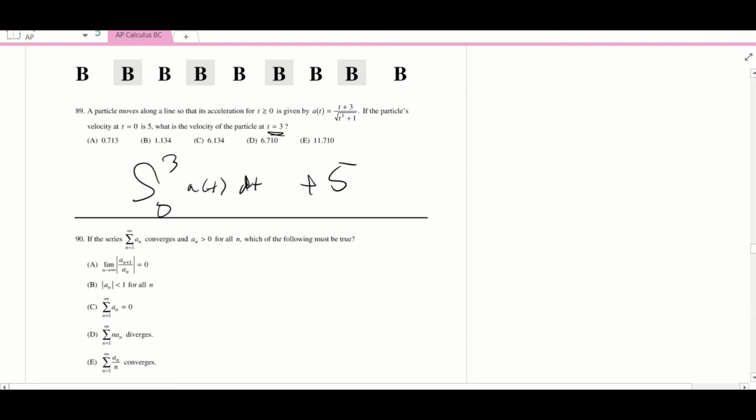Well, we just plug this into a calculator again. So go math, go down to f and int, the integral from 0 to 3 of this value, t plus 3. I'm putting it as x in the calculator because it's just easier for me. So for me, it's x plus 3 divided by the square root of x cubed plus 1 dx. And that gives 6.71. And we add 5. So it's 11.71. So it's E.